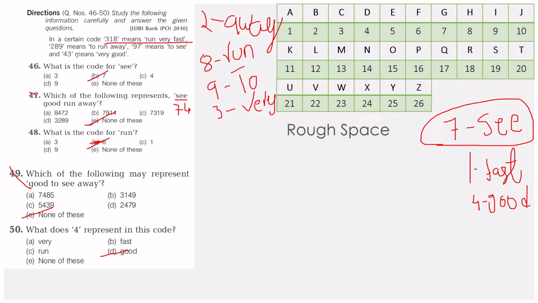Again, if you want clarity about none of this and none of this, just take a look at 43 means very good, 318 means very run very fast. Take a comparison between these two. 3 and 3 are common, so very and very eliminates. So 3 stands for very, we've got that. And if you take a look, 4 is left over and good is left over, so obviously we can say 4 is for good. So D is the option over here. Okay, so I hope we've solved that.